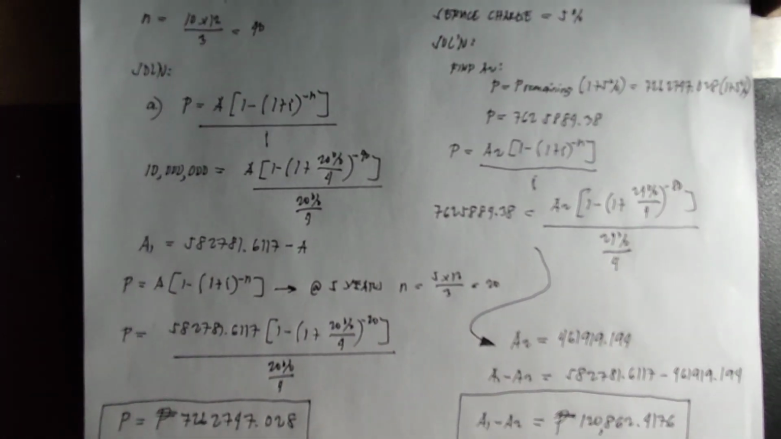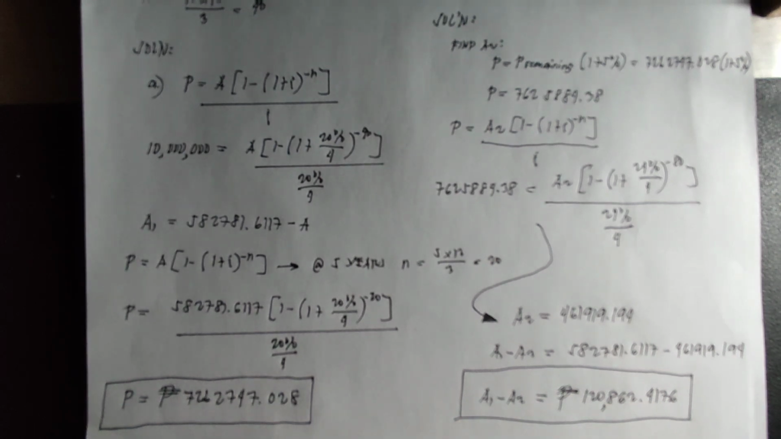So for our solution for A, we'll use P is equal to A multiplied by the quantity of 1 minus (1 plus i) raised to negative N, all over i. Then let's substitute all the values. 10 million pesos is equal to A multiplied by the quantity of 1 minus (1 plus 20% over 4) raised to negative 40, all over 20% over 4. So our A sub 1 is equal to 582,781.6117.